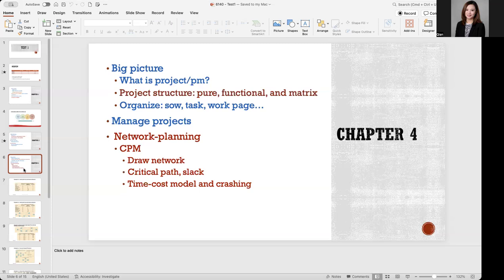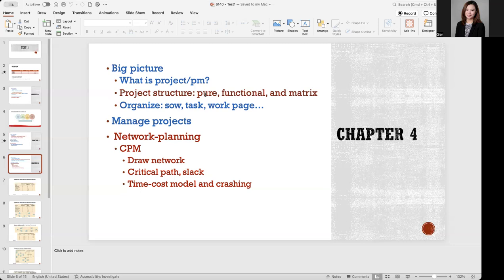Then the second part you need to review for the big picture is the different structures. We have pure project, functional project, and matrix project. You need to figure out 2 things. First, what they are. What does a pure project mean? What does a functional project mean? What does a matrix project mean? Second, you need to figure out the advantages and disadvantages of each of them. What are the advantage and disadvantage for pure project? What are the advantage and disadvantage for functional? You need to figure them out, then you will be fine.